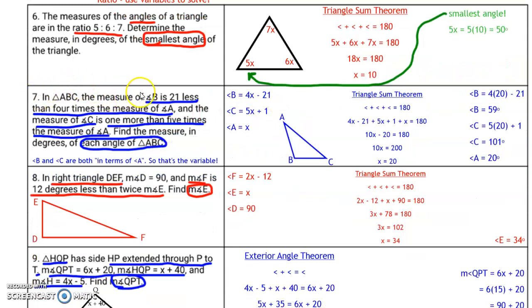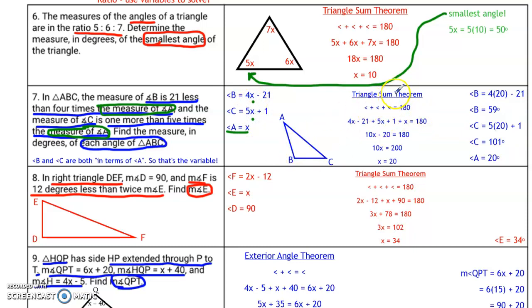For question number 7, it gives us more verbal expressions here, 21 less than 4 times the measure of A, etc. Notice that both B and C are in terms of A. In terms of A meaning the measure of A is there somewhere. If the measure of A is written in there, that means this is the thing that we're going to use as the variable. The measure of A is here, and we also have the measure of A here. So that's going to be the variable. So we set the measure of A to be the variable, and then everything else is in terms of A. That's a little algebra trick for you.